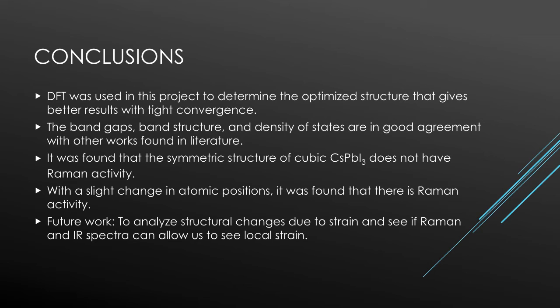Some of the main takeaways are that DFT was used in this project to determine the optimized structure that gives better results with tight convergence. And specifically by tight convergence, we use powers of -9 and -8 in the vc-relax calculations. The band gaps, band structure, and density of states are in good agreement with other works found in literature, so that confirms that our calculations were correct and we were getting the right results. Also, we found that the structure of cubic cesium lead iodide does not have Raman activity, which we thought it would before due to its stable structure. But we found that with a slight change in the atomic positions, you do end up having Raman activity.